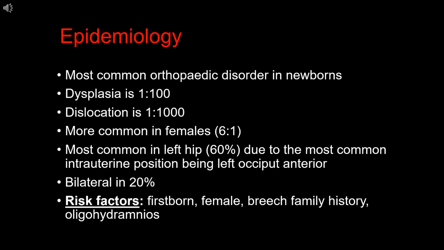Epidemiology. Most common orthopedic disorder in newborns. Dysplasia is seen in 1 in 100 births. Dislocation is seen in 1 in 1000 births. More common in females, 6:1. Most common in the left hip, probably due to the most common intrauterine position being left occipital anterior. Bilateral in 20%. Firstborn, female, breech, family history, and oligohydramnios are the risk factors for congenital dislocation of the hip.